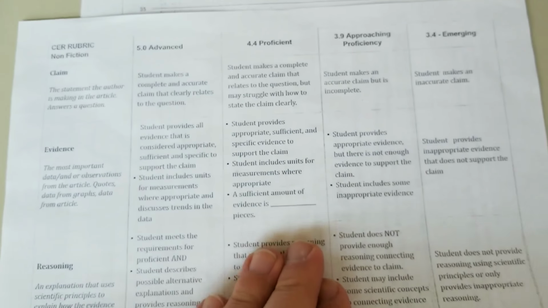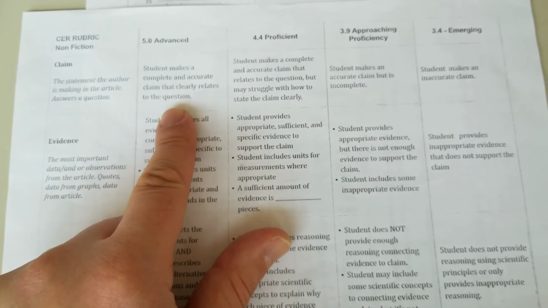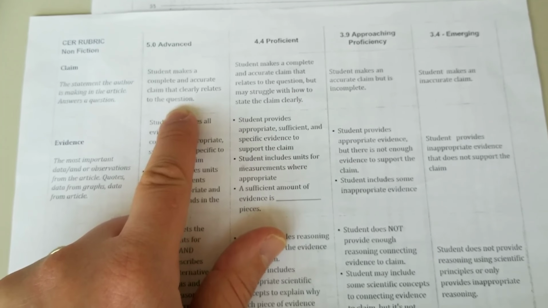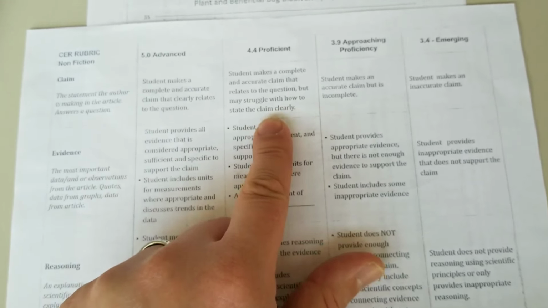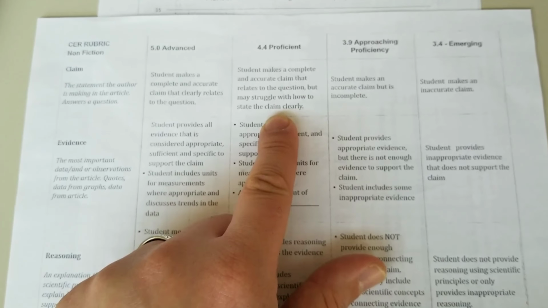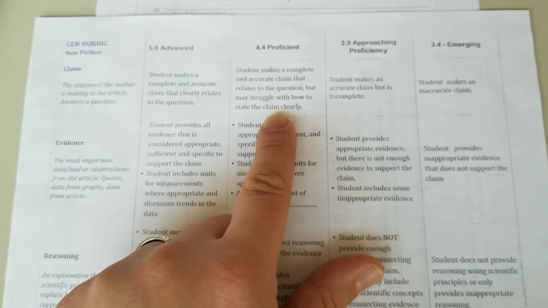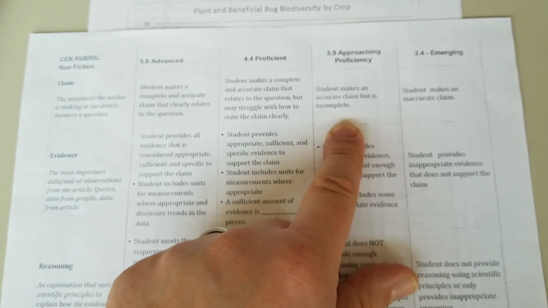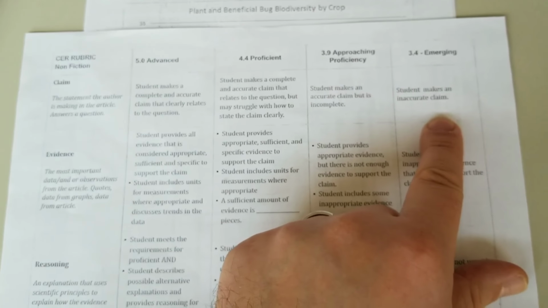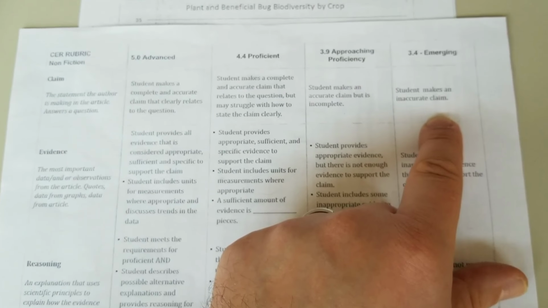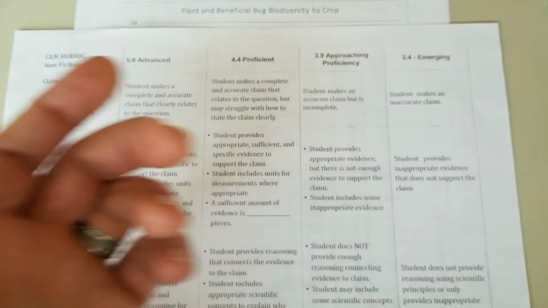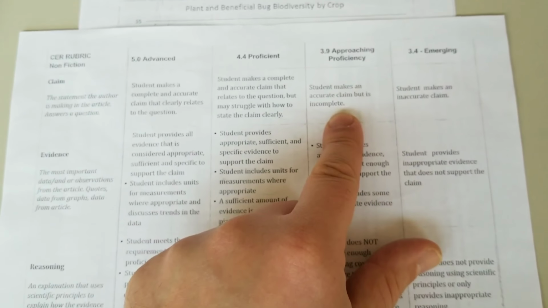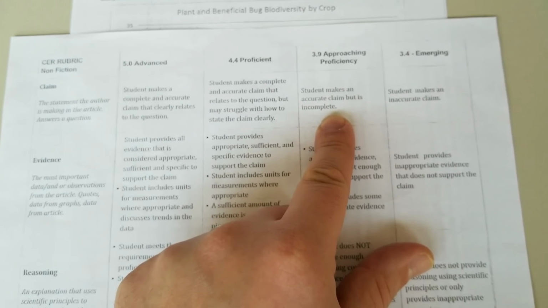Here's your rubric for that. If you make a complete and accurate claim that clearly restates the question, no, there's not specifically a question there, then you get a 5. If you have a complete and accurate claim and it relates to the question, but it's not entirely clear, 4.4. If you make an accurate claim, but it's incomplete, 3.9. If you make an inaccurate claim, 3.4. So if your claim is like, something not listed is the best biofuel, obviously that's wrong. But if you just put corn, just the word corn, 3.9.